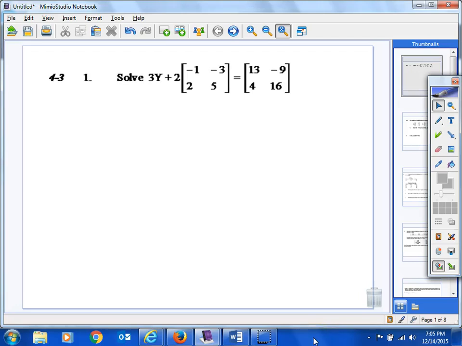All right, this is the review sheet for Chapter 4 to prepare you for the semester exam. I'm just going to go ahead and work through all of these problems. And so here is your first problem. The first step is to do what we call scalar multiplication, 2 times this matrix here in the middle of the equation. So that needs to be taken care of first.